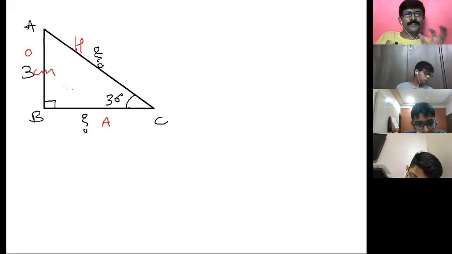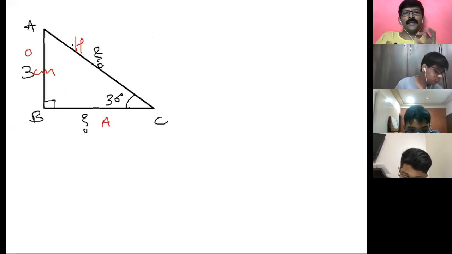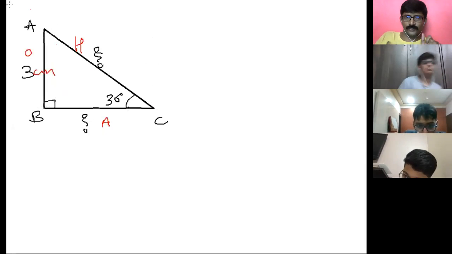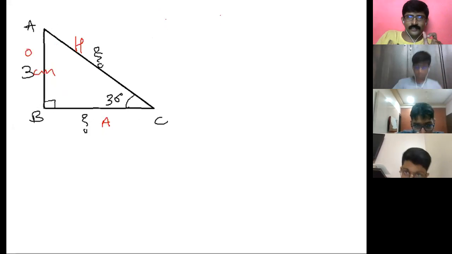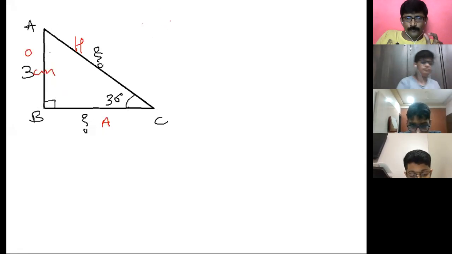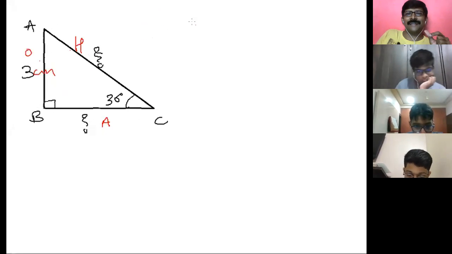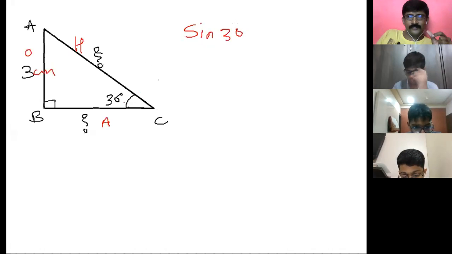So students, we just saw how to find the edges inside, and now in this part of the video, we're going to see how to calculate the hypotenuse. So if we have to calculate the hypotenuse, then we will use opposite upon hypotenuse. Which ratio is it? It is the sine ratio. Very good. So sine 30 degree is equal to what? Opposite upon hypotenuse, isn't it?